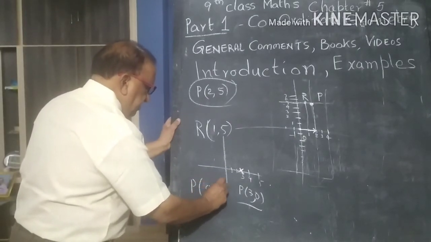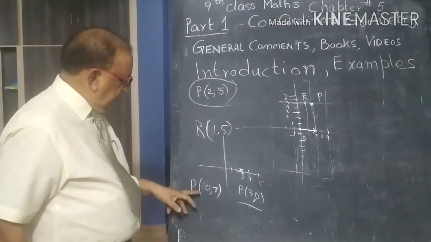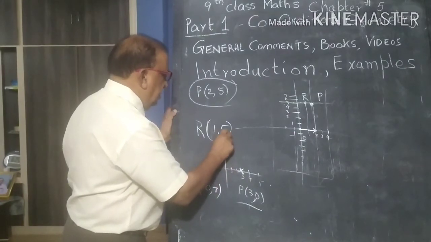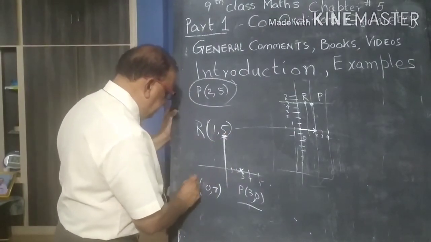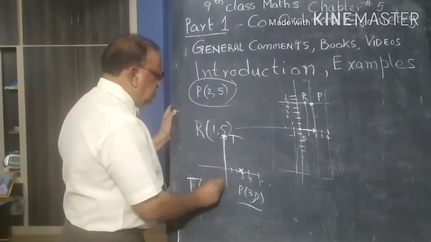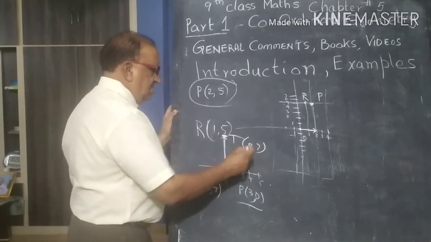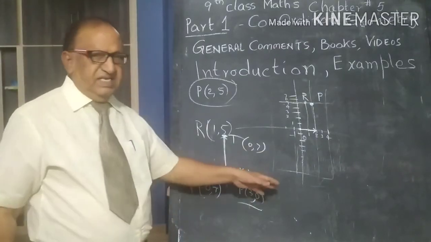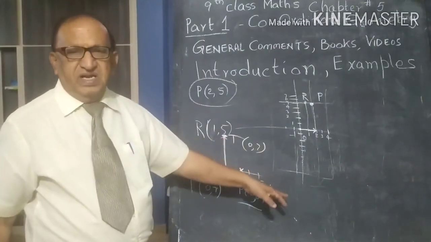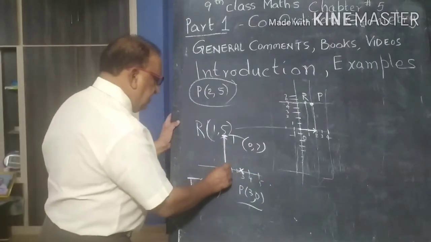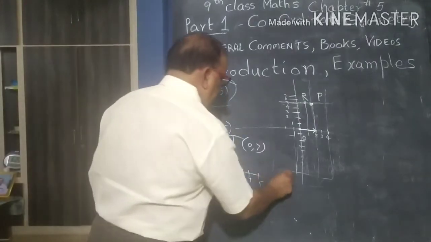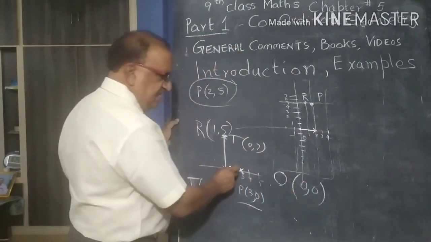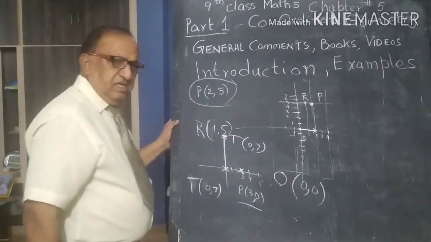Similarly, I call it P(0, 7). That means the x coordinate is 0. All I do is measure 7 units here. Instead of P, I will say T(0, 7). So the point can be on the x-axis or y-axis or somewhere in between. Can anybody guess what is the coordinate for the origin? Origin is 0 and 0. X coordinate is 0, y coordinate is 0.